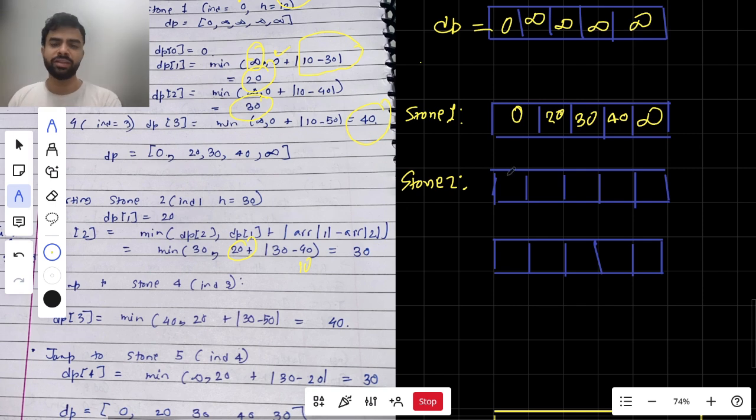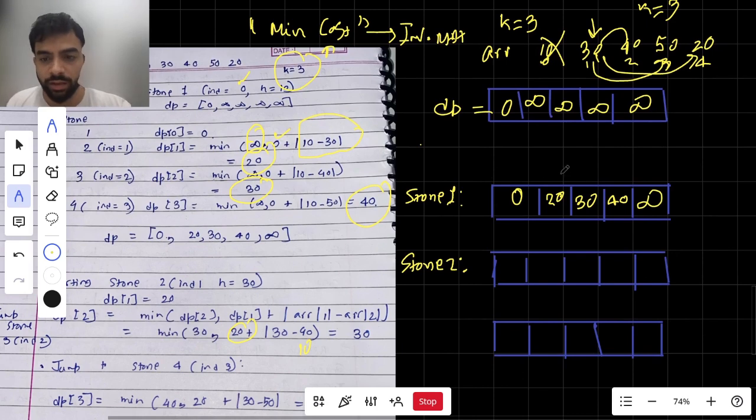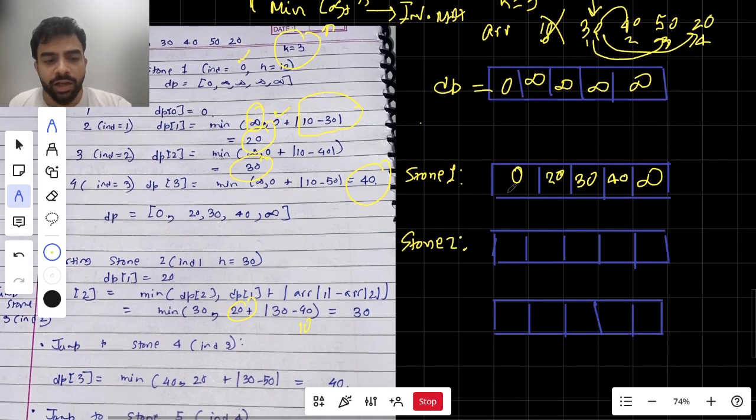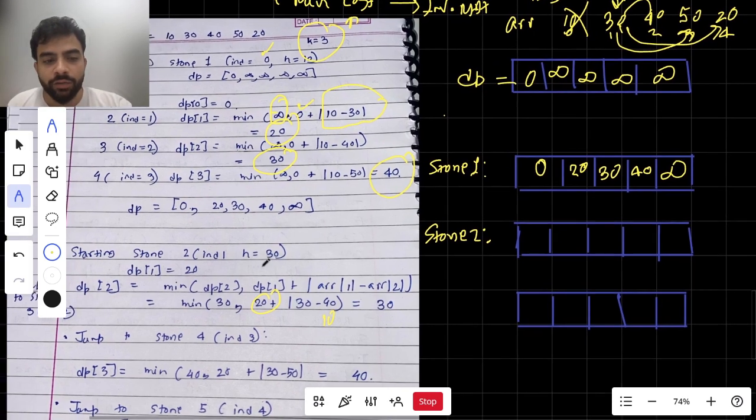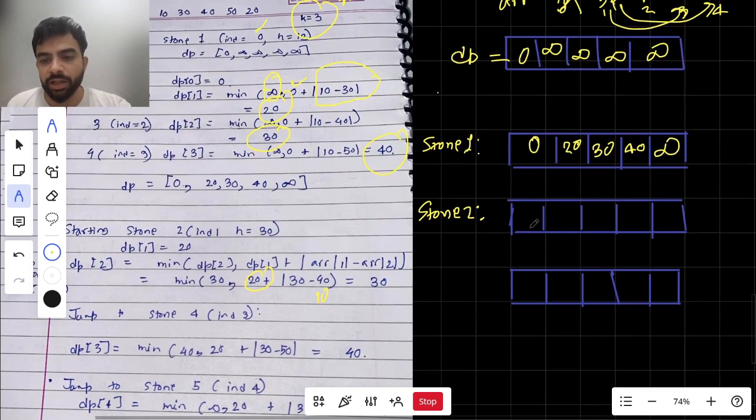Now you will ask me why this 20, 30, it's so confusing. So let us try to understand it slowly. Initially, whenever we are at stone 2, right now we are in this particular position where our 0 is already covered. Now we have to choose between 20 and our next possible jump.